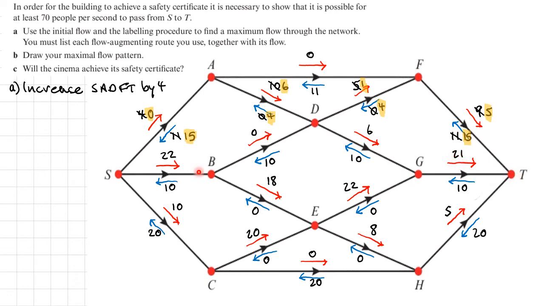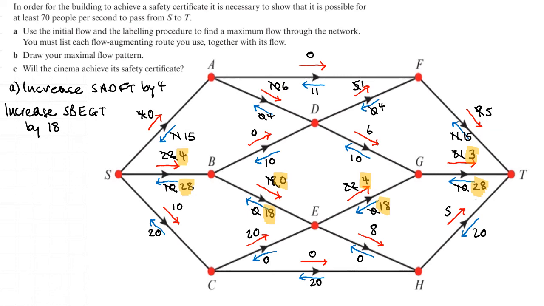Wow, I can increase this route here by 18, SBEGT. So I'll now go along that route, decrease the forward arrows by 18, increase the reverse arrows by 18. I've highlighted those values so you can see those changes. Right, let's see where else we can make changes. Anything from SB is saturated, so I can't augment any routes going beyond B.